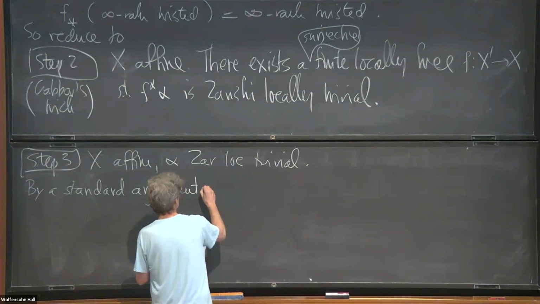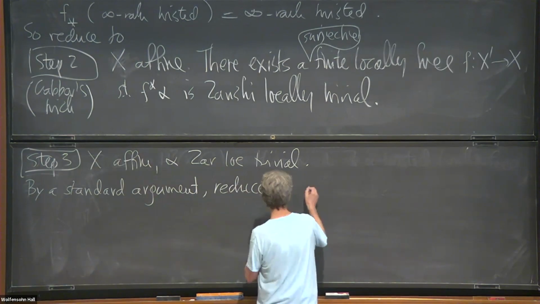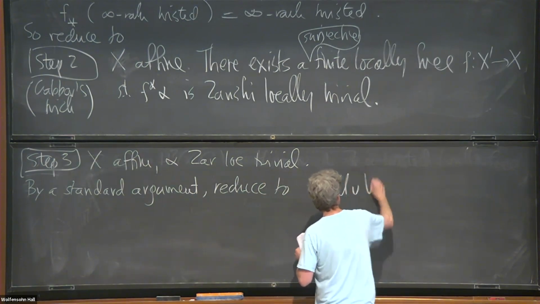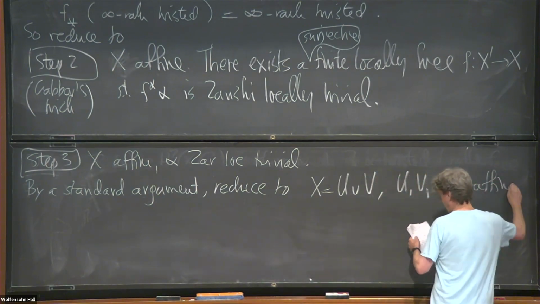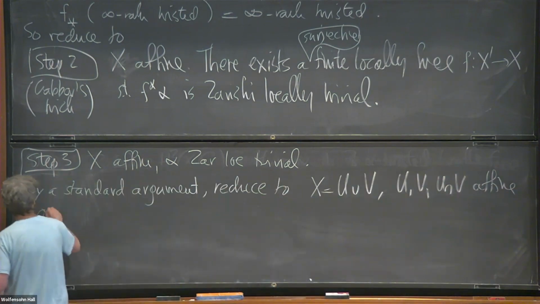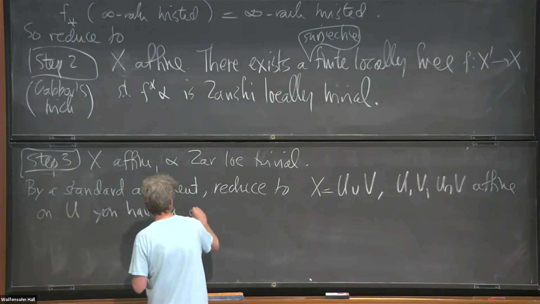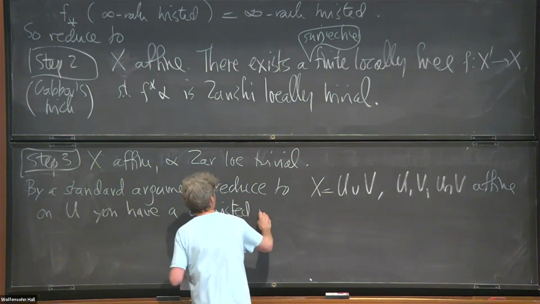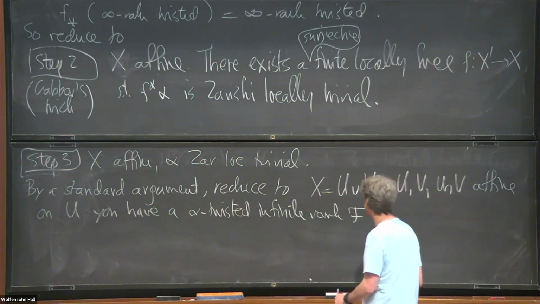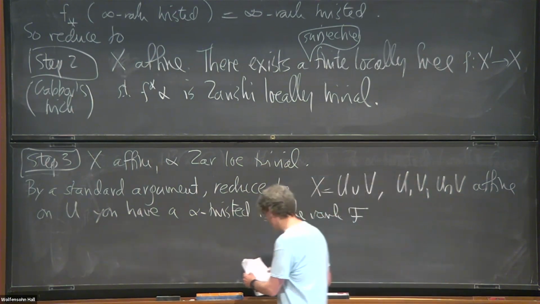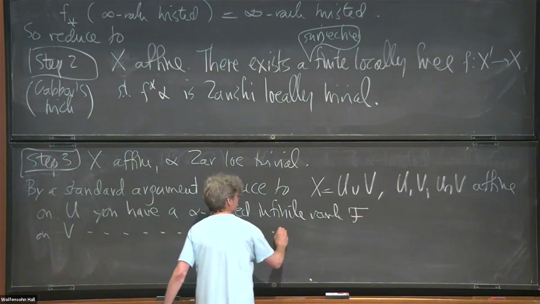I can tell you what it is. Reduced to, think about the induction principle, for example. X is U union V, where U, V, and U intersect V are all affine. On U, you have an alpha twisted infinite rank F, so countable infinite rank F. On V, you have an alpha twisted infinite rank G.